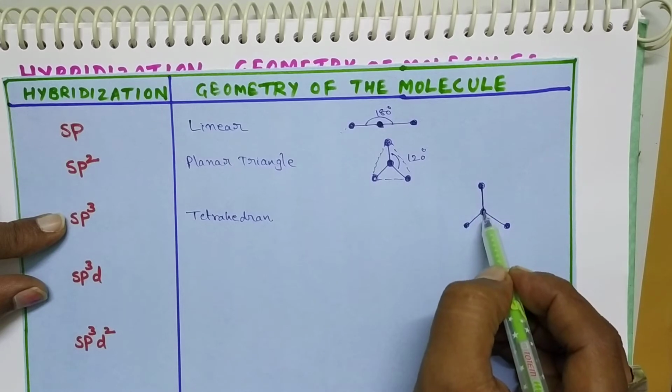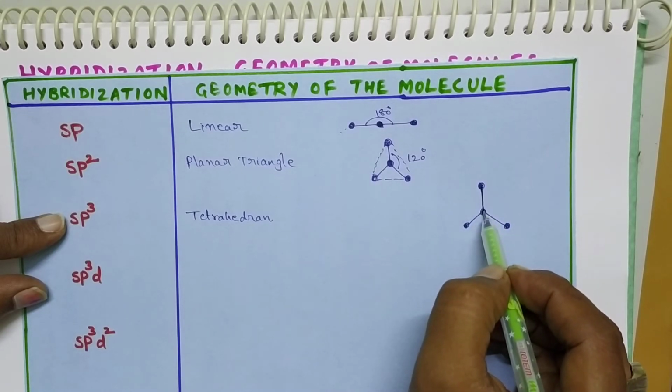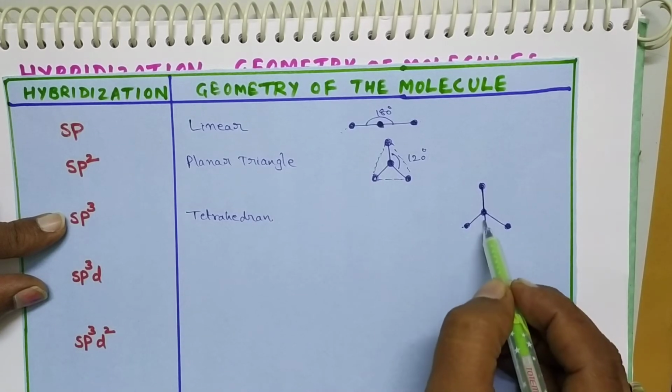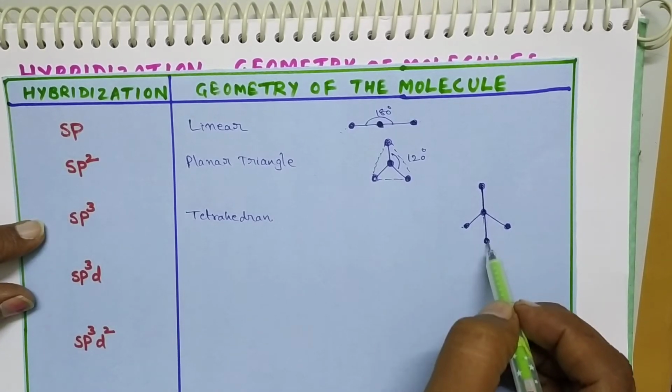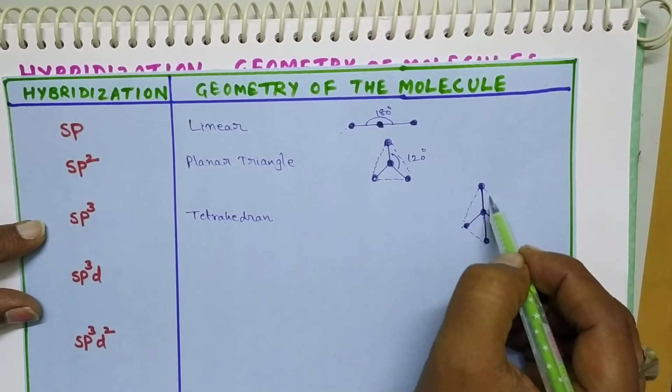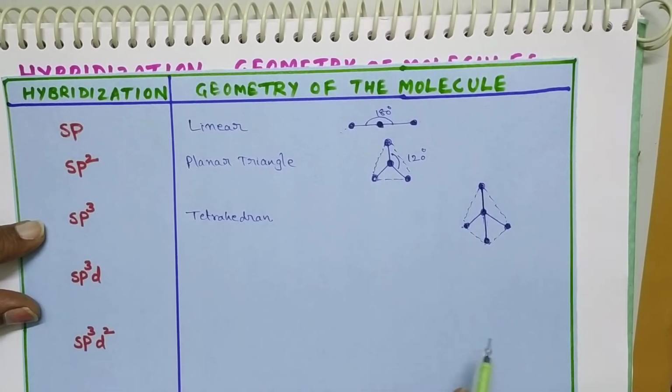So this one is present on the plane of the paper, and these two are present above the plane of the paper, and this bond is present below the plane of the paper. So by joining these we get the geometry like this. So this is tetrahedron geometry.